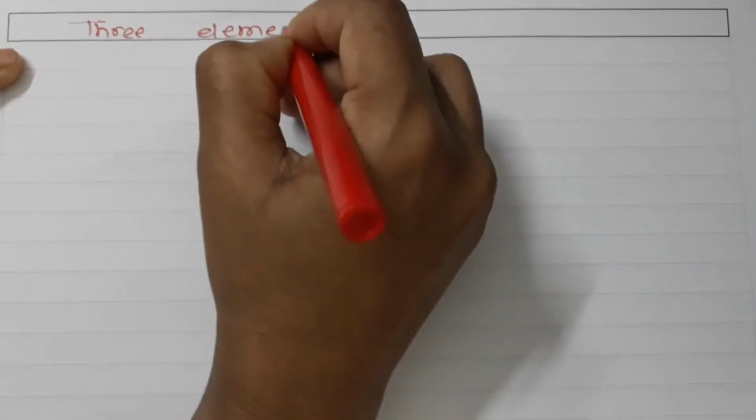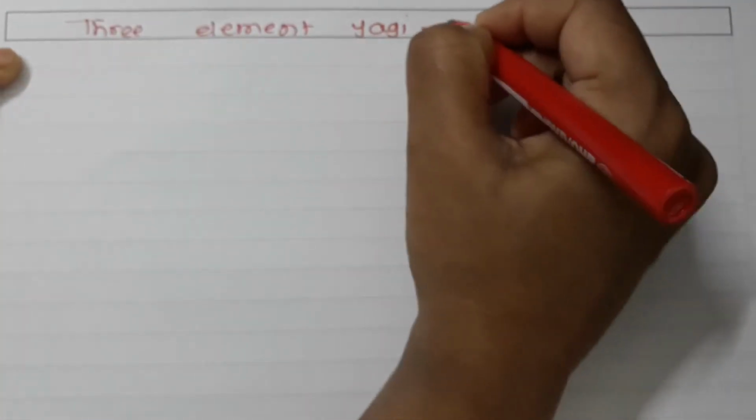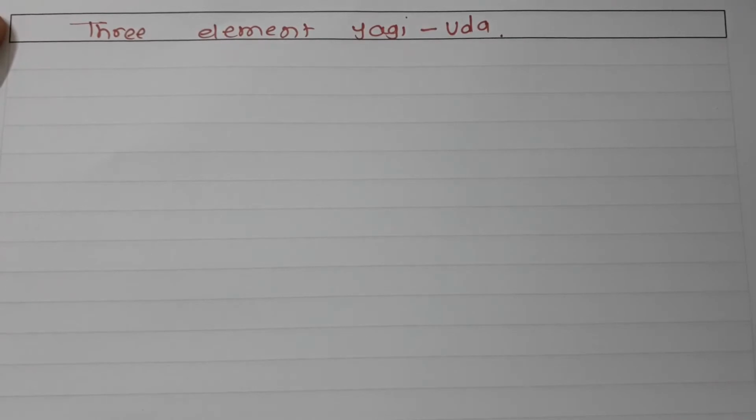So in this 3-element Yagi-Uda, I'll have 3 elements, as we have already discussed. One is the reflector, the other is the driven element, and the third is the director. The radiation pattern which we observed previously, and the separations between the elements, are equal to 0.04 lambda. So here let us talk about this 3-element Yagi-Uda antenna.